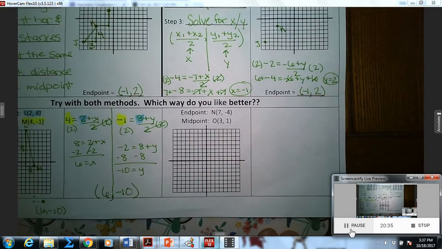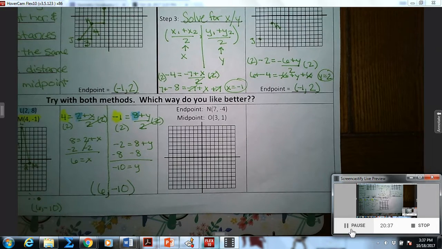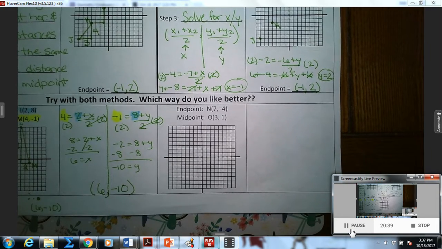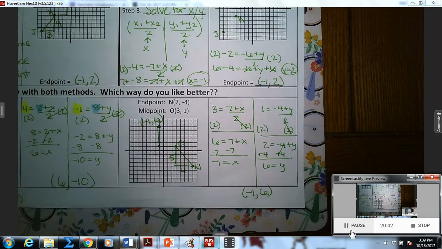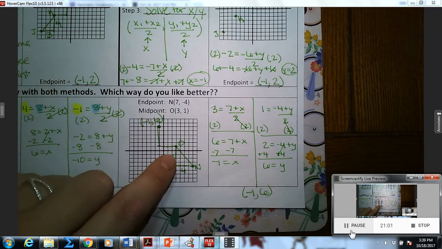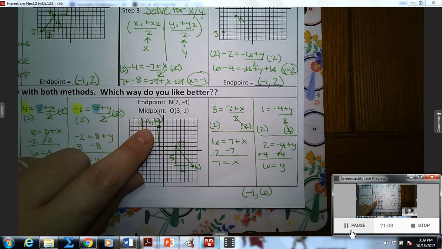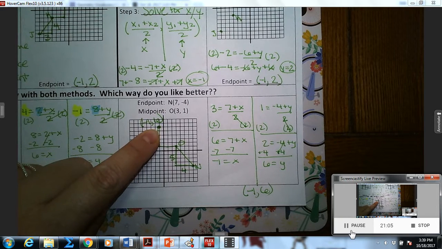Okay, to finish things up, I want you to pick a method or try both for this final example. Okay, so what did you get for the second endpoint? Check out my work. If I'm working this with option 1, which is visually, I plotted O and N, counted out a horizontal distance of 4 and a vertical distance of 5. If you recreate that same horizontal and vertical distance, you'll find your second endpoint is at -1, +6.